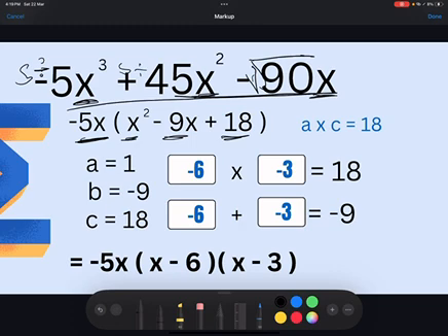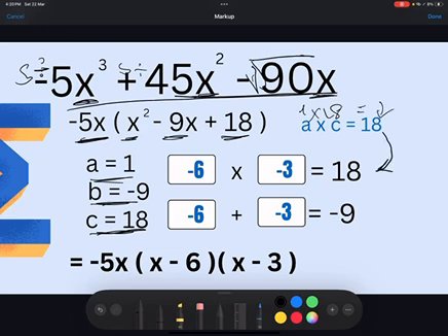This looks familiar. It's factoring trinomials. Here a equals 1, b equals minus 9, and c equals 18. As we said, when factoring trinomials, we multiply a times c, which here is 1 and 18. 1 times any number is the number it's multiplied with. So 1 times 18 is 18.